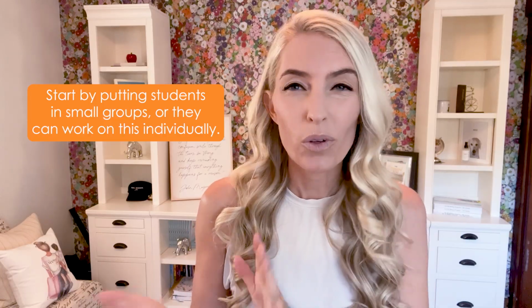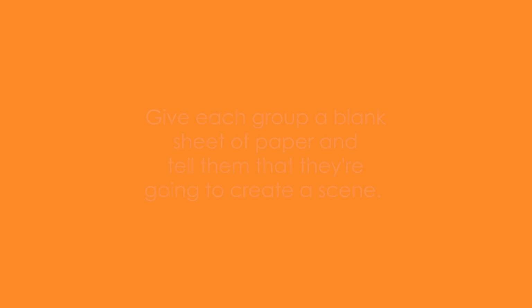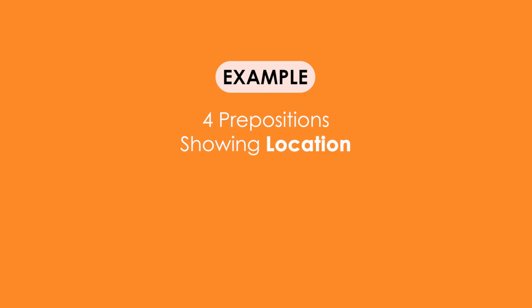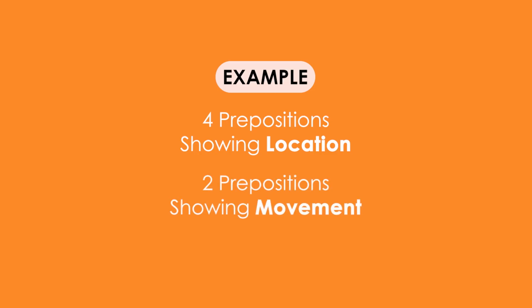So you're going to start by putting students in small groups, or they can work on this individually. And you're going to give each group a blank sheet of paper and tell them that they're going to create a scene. So let's say that you're focusing on prepositions. You will ask students to include 6 prepositions in their drawing. So for example, 4 prepositions showing location and 2 prepositions showing movement. Now this might seem abstract at first, but it really works, so stick with me.